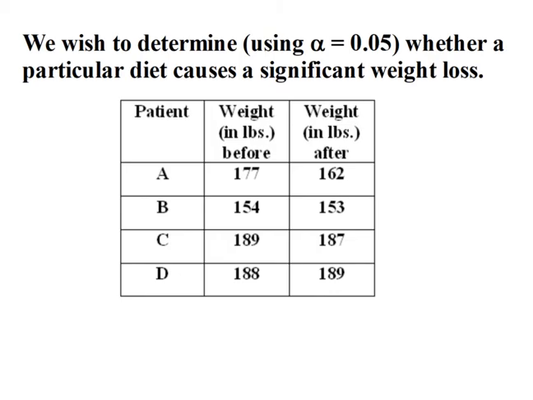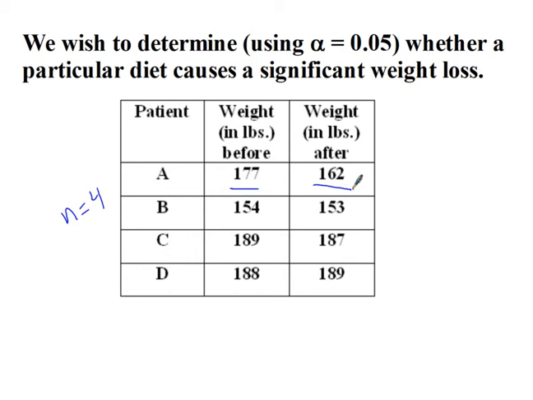Okay, so here we go. Here is my data. I've got patients A, B, C, and D, so that means n is equal to 4. I've got 4 people. We have a diet plan that's being used. Person A is 177 pounds before. After the weight loss program, they're 162 pounds.